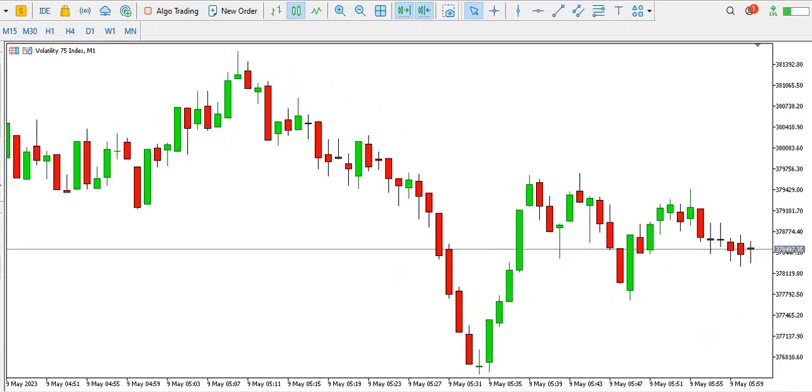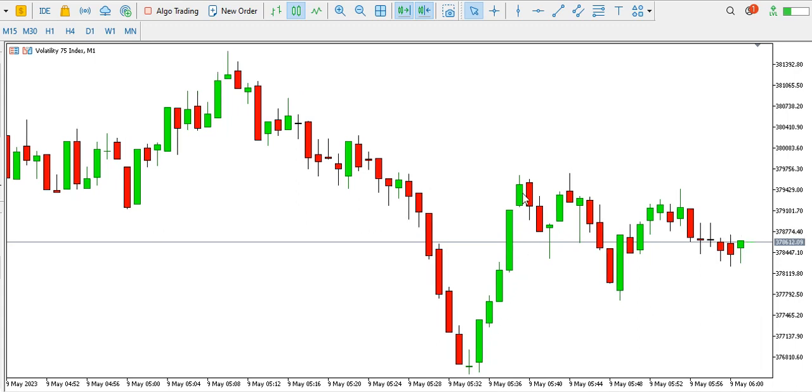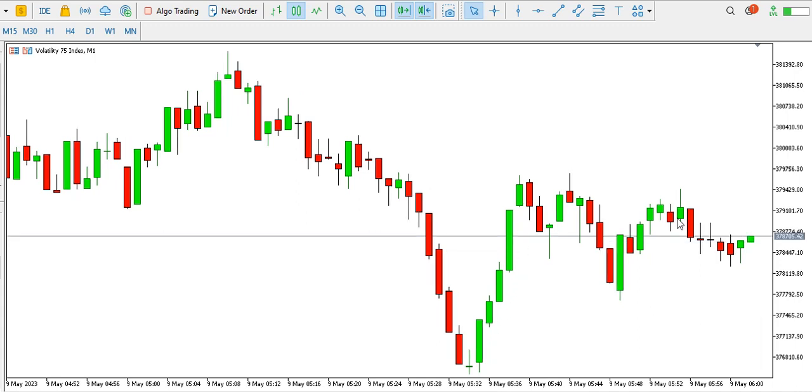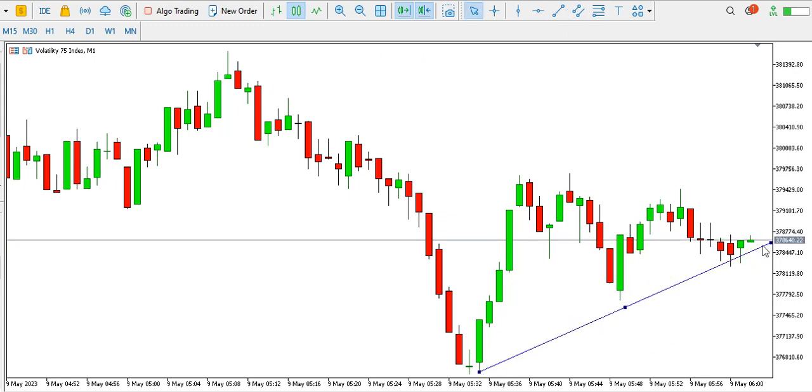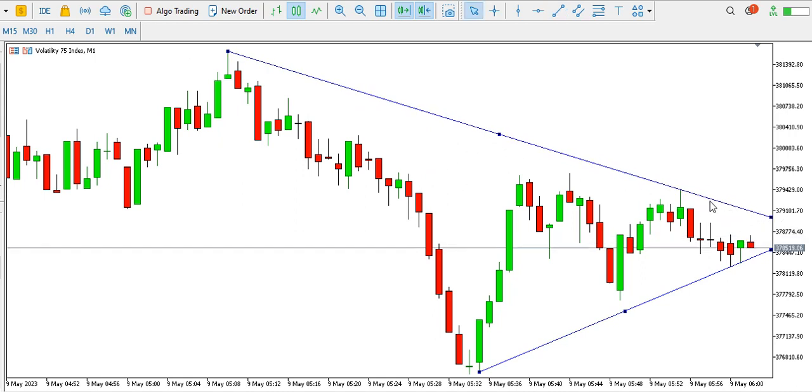On the 1 minute time frame, you can see the buyers are trying to step in. Drawing your trend line, you can find out where price might likely break out. We have the buyers trying to step in there, and we also have another trend line here. So watch out for the breakout on the 1 minute time frame. This is V75 on the 1 minute time frame. Watch out for the breakout of price.